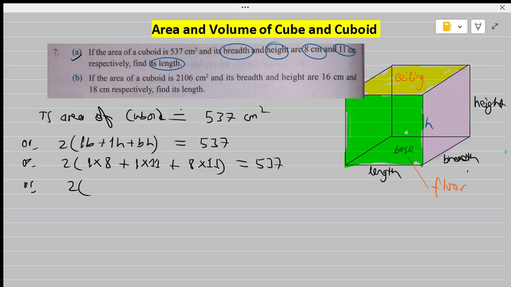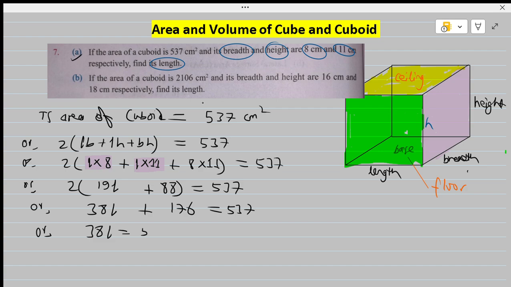So L times 8, these two let's get added: 8 times L and 11 times L. You get 8 plus 11, 19L. So add it, 19L plus 88, and that is equal to 537. And after that, let's open by 2. So 2 into 19, 38 you get, so 38L, and 2 into 88, 2 8 is 16, 17, 176, so plus 176 equal to 537.